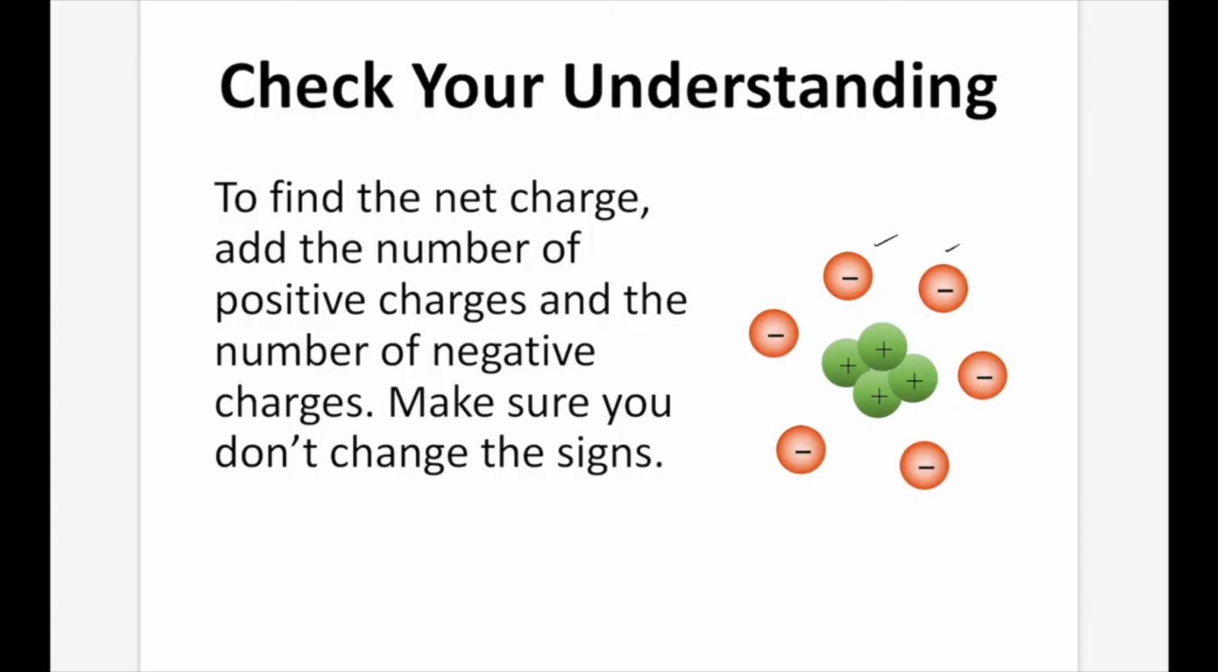So in this case, we have 1, 2, 3, 4, 5, 6 electrons. So we're going to add negative 6. And we have 1, 2, 3, 4 protons. So plus 4. So it's plus 4 plus negative 6 gives us an overall charge of negative 2.